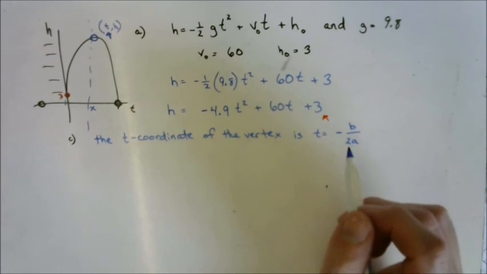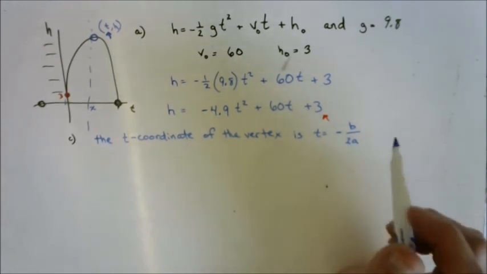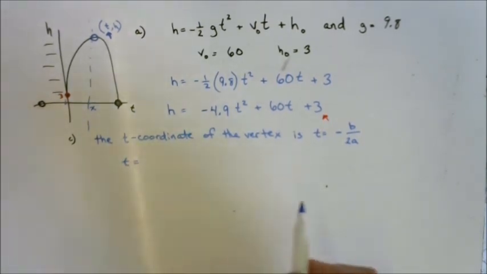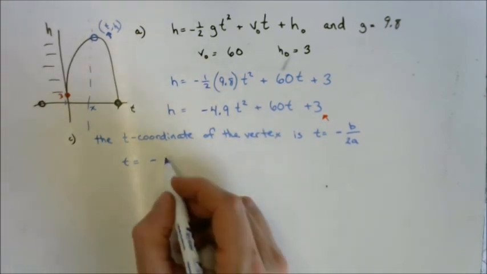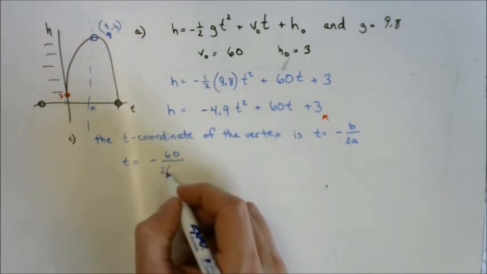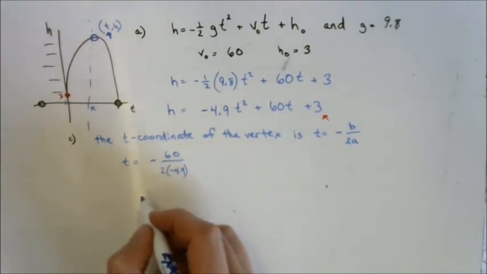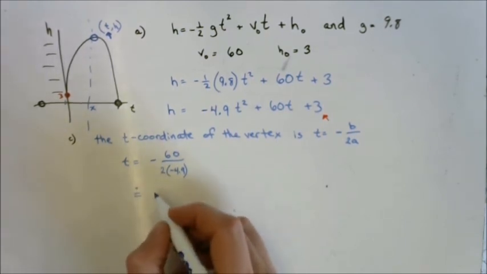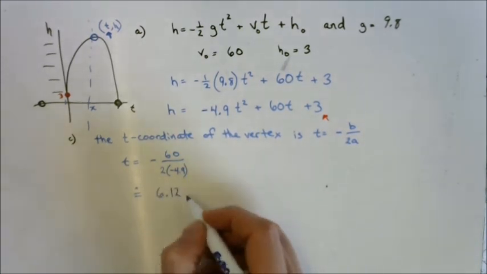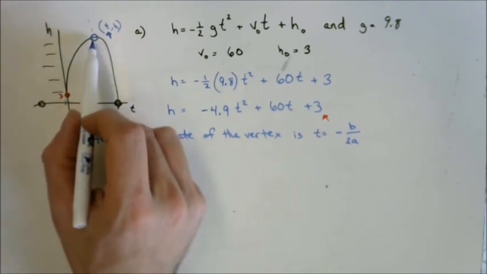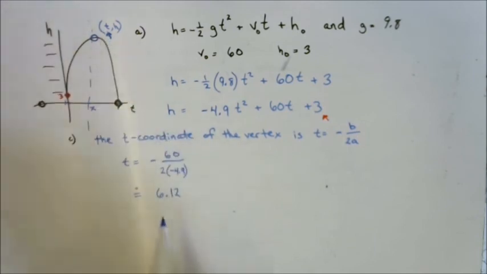If you've never seen that before, that's okay. It's just a formula that you can use if you can remember it. So what this tells us is that the t coordinate is negative, and then in the numerator b, which was 60, and then in the denominator 2a, which is 2 times negative 4.9. Throw that in my calculator. I end up with a negative over a negative, so the answer is going to be positive. I end up with 6.12 seconds. So that tells me that we're going to reach our max value at a time of 6.12 seconds. Now, does that give me the maximum height?